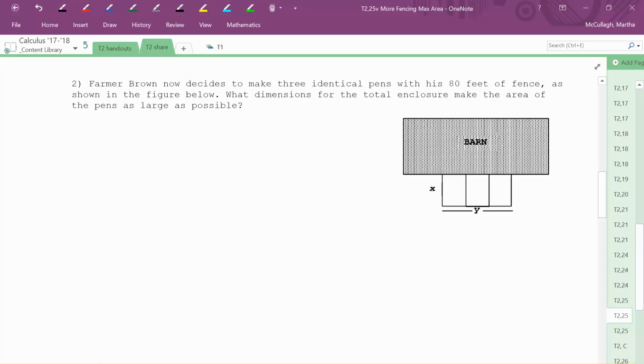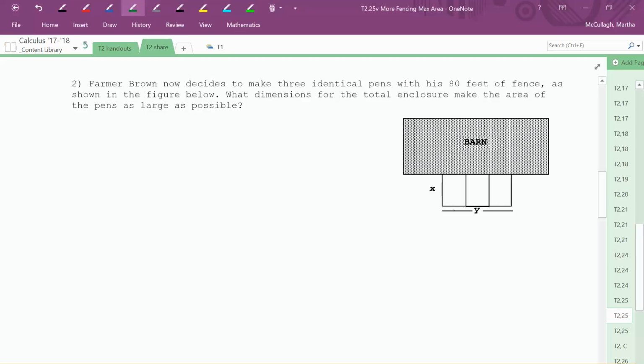Again, organizing our stuff. Farmer Brown now decides to make 3 identical pens with his 80 feet of fence. So he still only has 80 feet, but he wants to keep his animals separate now. Evidently, they're not getting along. He needs to keep them separate, so he's going to have his goats, his sheep, and his pig, as shown in the figure below. Again, we aren't going to need to have any fence up against this barn wall because we've got the barn to keep them confined. What dimensions for the total enclosure make the area of the pens as large as possible?